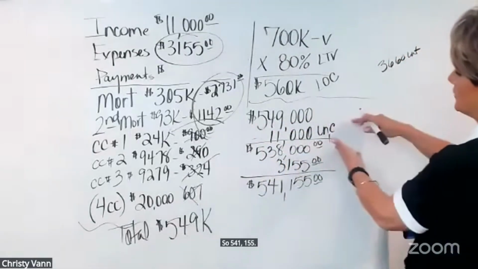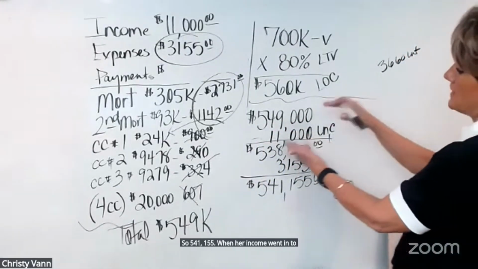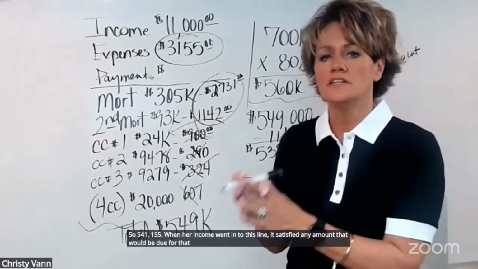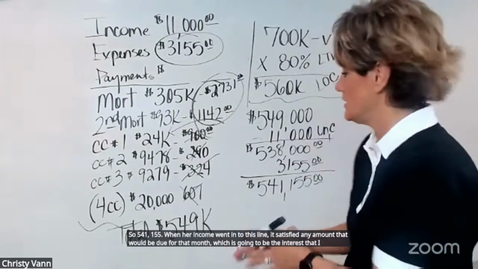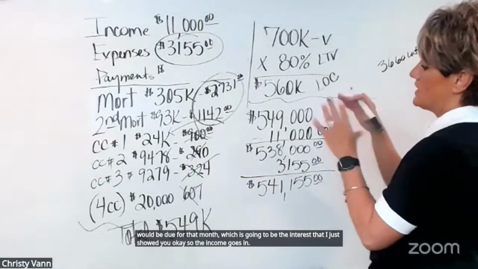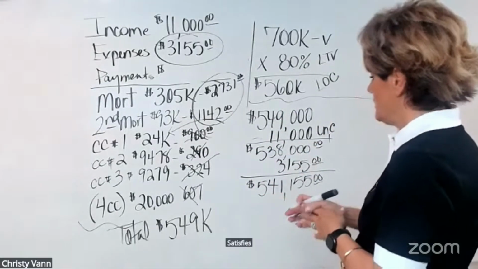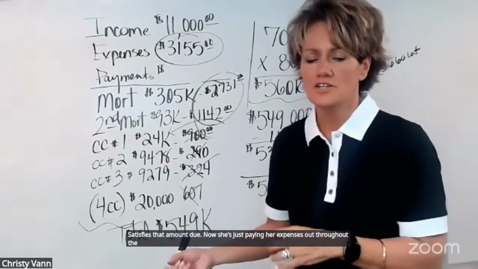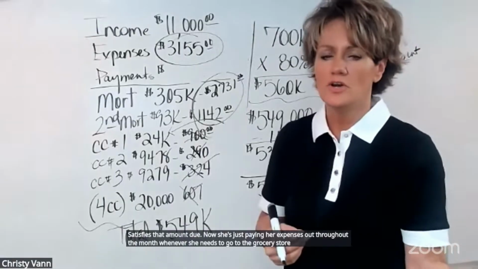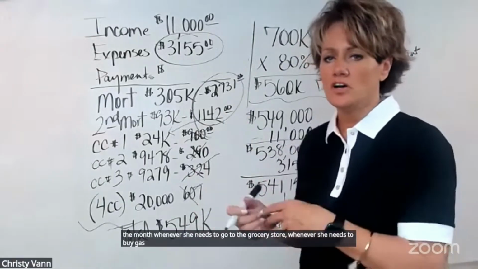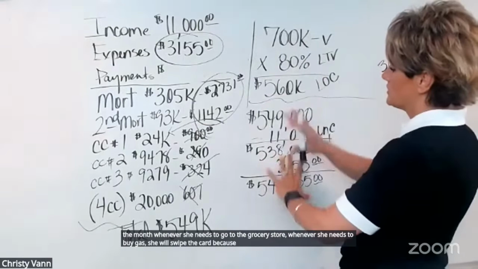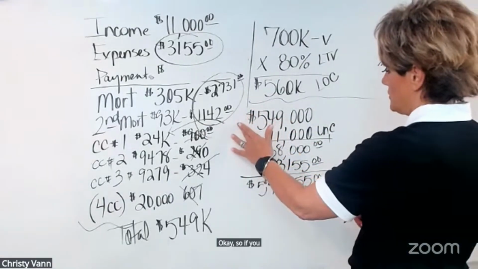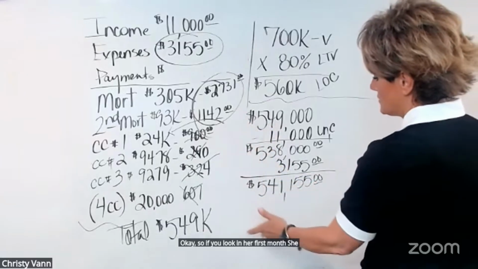When her income went into this line, it satisfied any amount that would be due for that month, which is going to be the interest that I just showed you, okay? So the income goes in, satisfies that amount due. Now she's just paying her expenses out throughout the month. Whenever she needs to go to the grocery store, whenever she needs to buy gas, she will swipe the card, okay? Because this is like one big, large checking account. Okay, so if you look at her first month, she has created some room here.